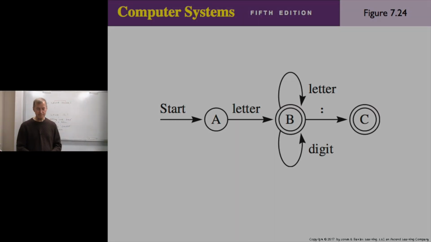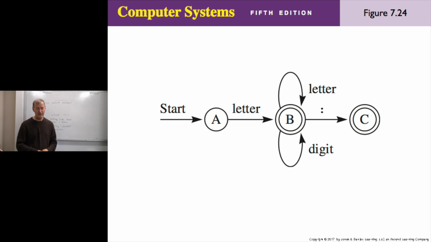Now, here in figure 7.24, here's another example of a multiple token recognizer. Can you tell from figure 7.24 what two tokens it recognizes? What two things does it recognize? Strings of letters, or a letter or digits. Yeah, it looks like it's an identifier that starts with a letter and can have either a letter or a digit, or it can be that followed by a what? A colon.